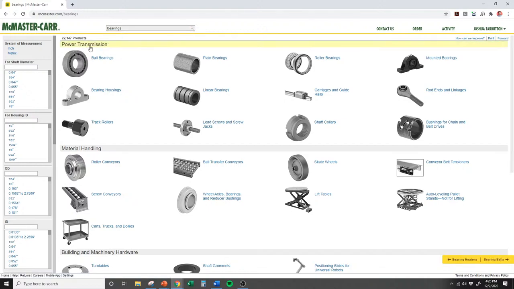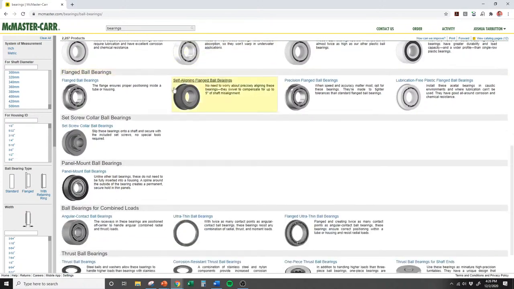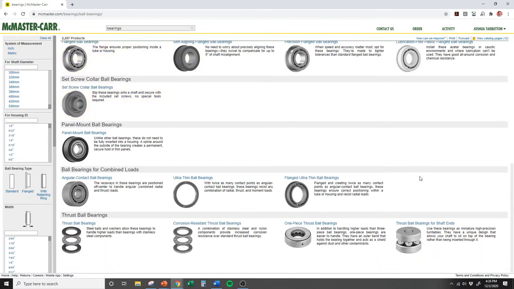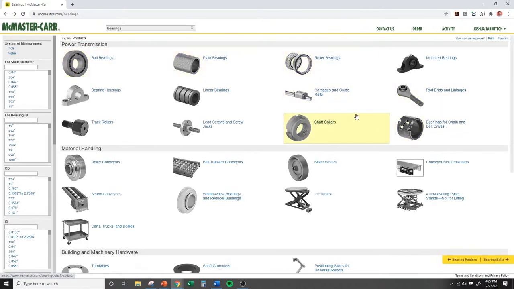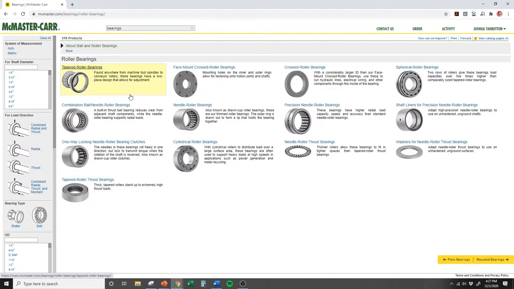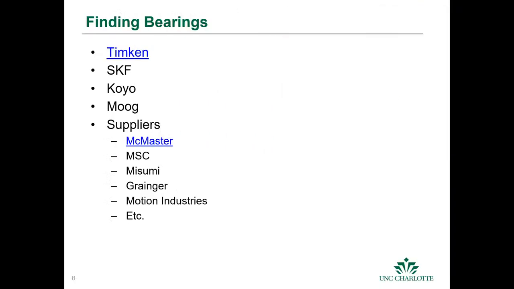These are power transmission bearings. If you go to your ball bearings, they're further classified into light duty and heavy duty. You want to pick your shaft diameter, and you get your metric and your U.S. units. Then you have flange bearings, all sorts of different bearings for different applications. Okay, so these are your ball bearings. Then you can go over here to your rolling element bearings. These are your needle bearings, tapered roller, combo roller, one-way lock, needle thrust. So as you can see, there's a lot of different options for you.